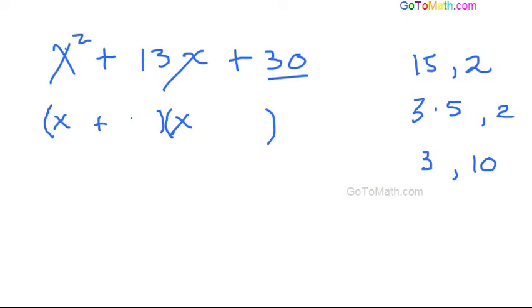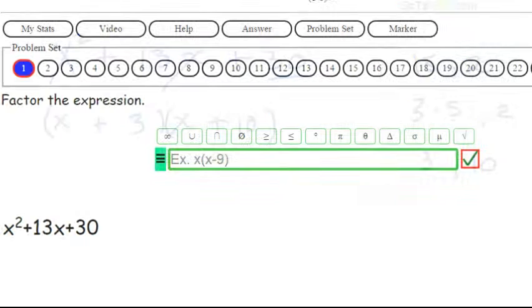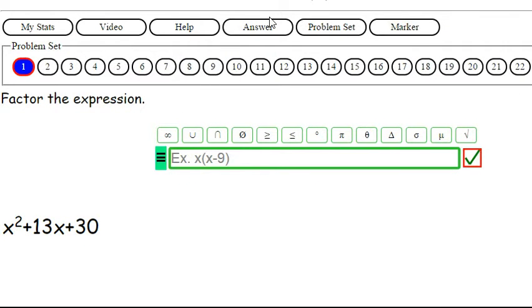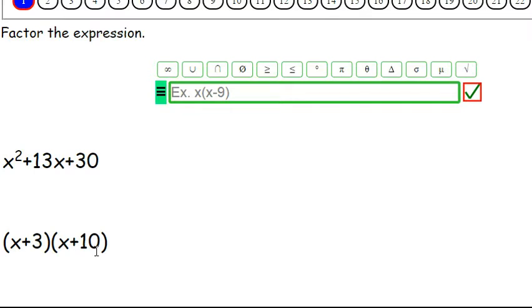Okay, so let's put a 3 here and then a 10 here. How's that? We add them, we get 13, and we multiply 3 times 10, we get 30. So let's just click on that. Yep, that's it. X plus 3, x plus 10.